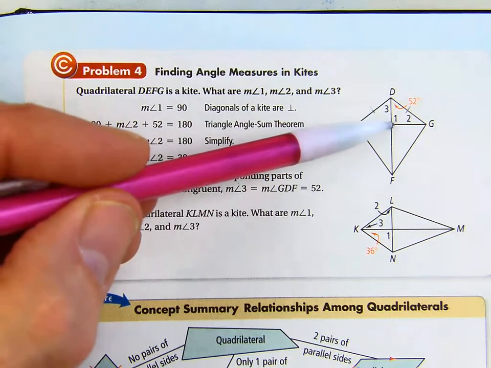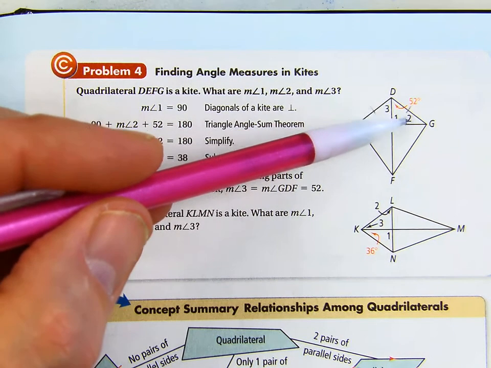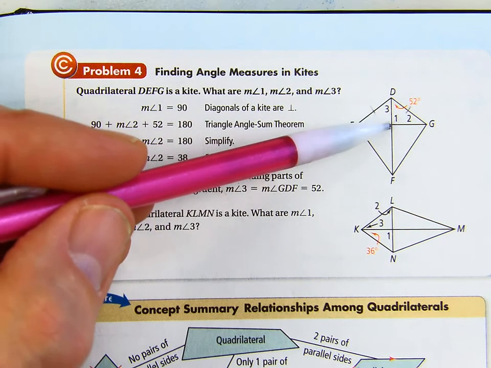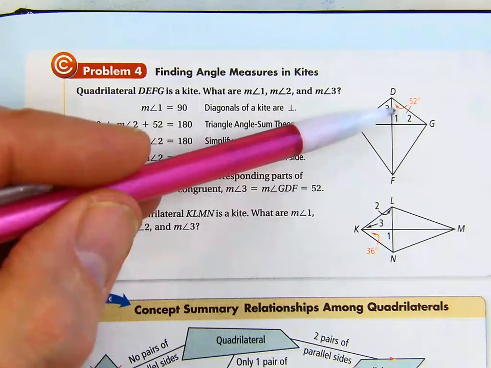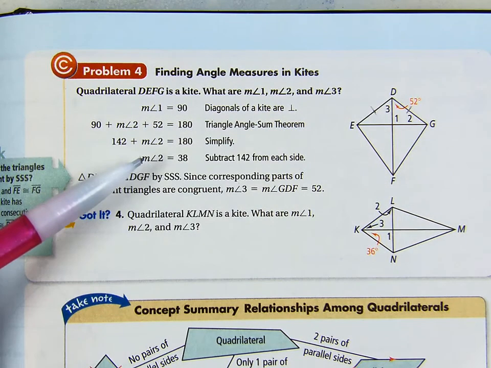So then, if angle 1 is 90, this angle that's 52 and angle 2 have to be complementary. So all you have to do is you can say 90 plus 52 from 180 is angle 2. And that's what they did here. Got angle 2 is equal to 38.